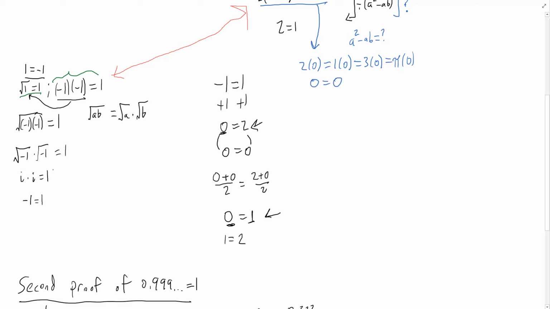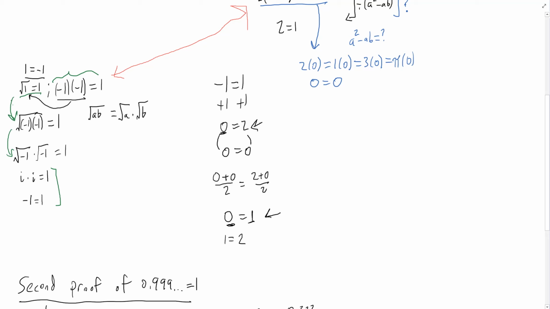Okay, how about this step? Well, i times i is negative 1. That's how i is defined. i is the number whose square is negative 1. Okay, so that leaves this step and this step. So let's look at these steps carefully.